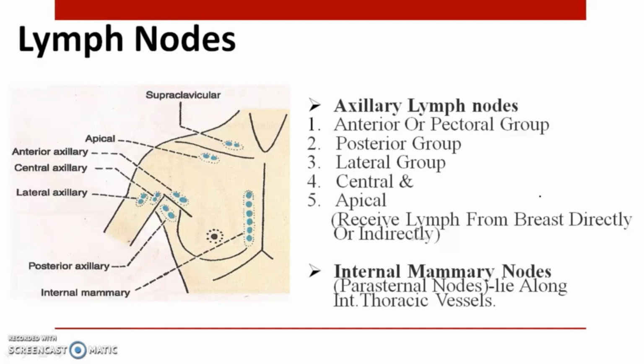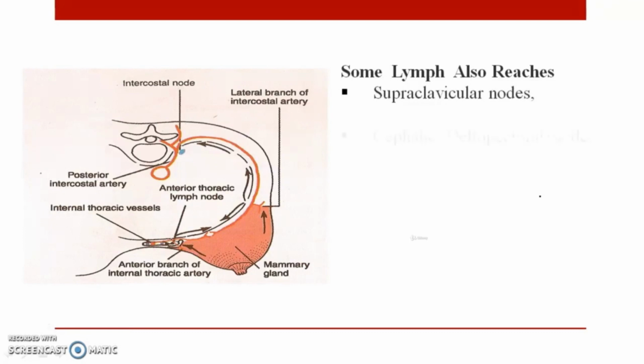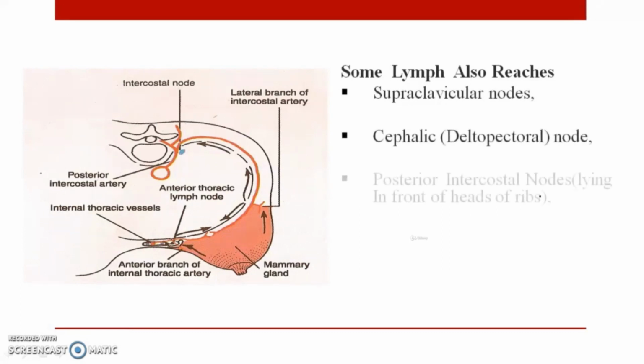We have 2 important lymph nodes, axillary and internal mammary lymph nodes, and about axillary lymph nodes, all the 5 groups you have to explain. Again, some other lymph nodes you have also read, especially in the lymphatic vessels. While we were dealing, we saw some other lymph nodes also. Those are nothing but supraclavicular lymph nodes, which are present above the clavicle. Then we have the cephalic lymph node.